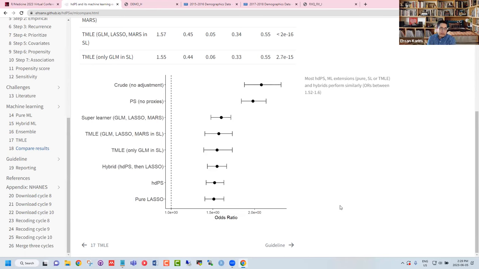So again, this is a context dependent question. If your data source has some useful proxies that are supplementing those unmeasured confounders, sure, that will reduce your bias. But if you are dealing with a data source where you have some proxies that are not good supplements of the unmeasured confounder, that might not provide you as good a result.